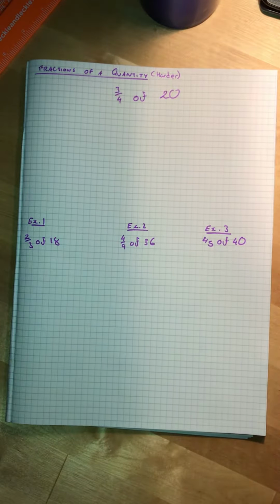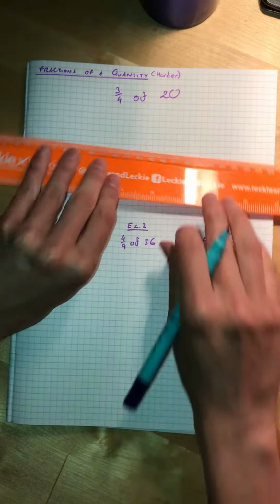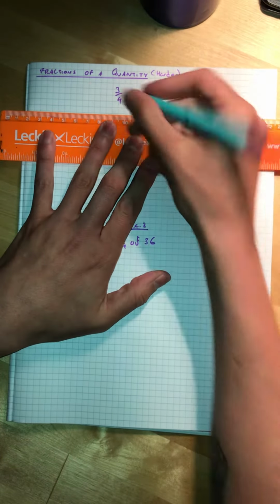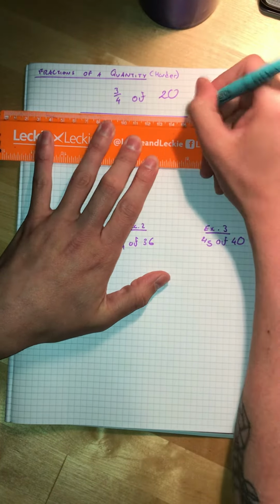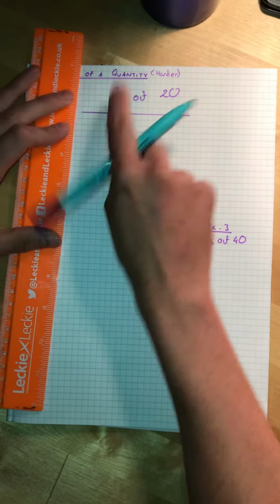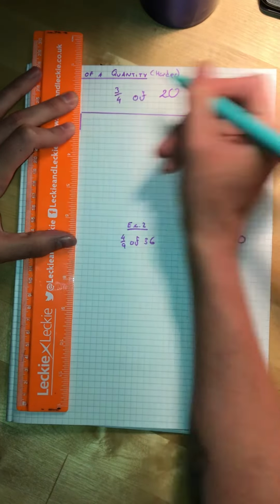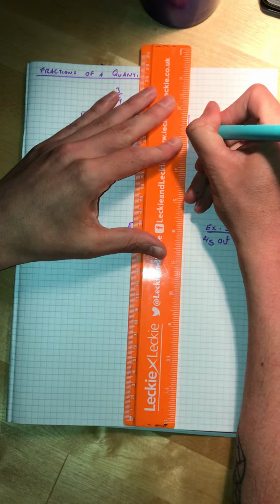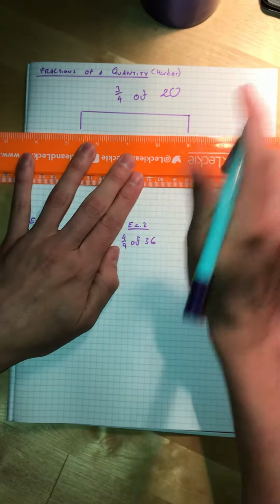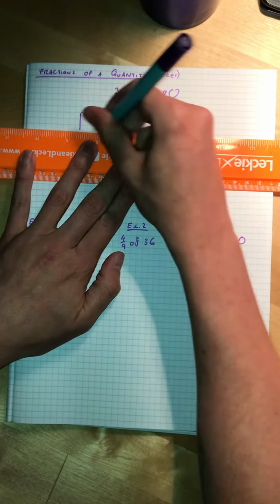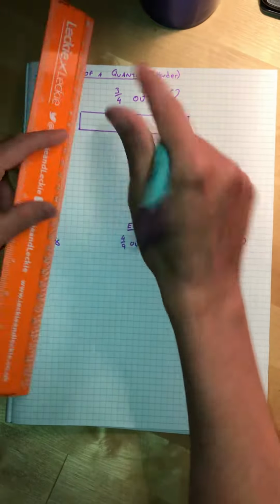Okay, so we would have known how to find 1/4 from the last video, in the last bit of work, but what about if we want to find 3/4? So why don't I draw this out in a box like last time? And we look at this denominator here on the bottom of the fraction, and it's telling us to split the 20 up into sections of 4, or quarters. So I'm going to draw 4 boxes.